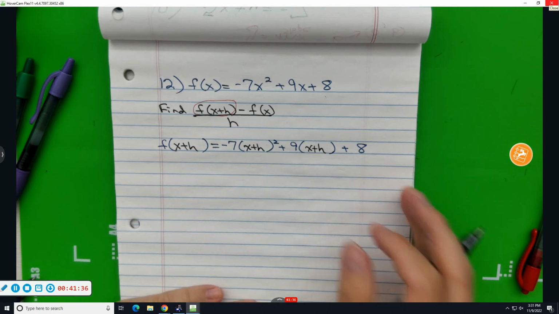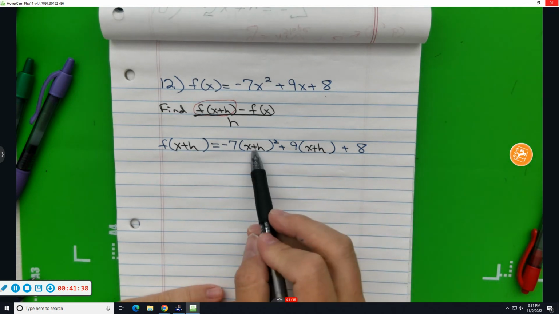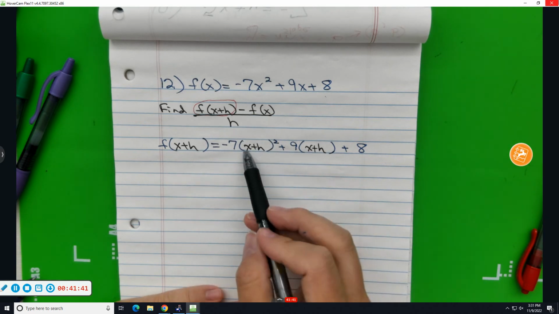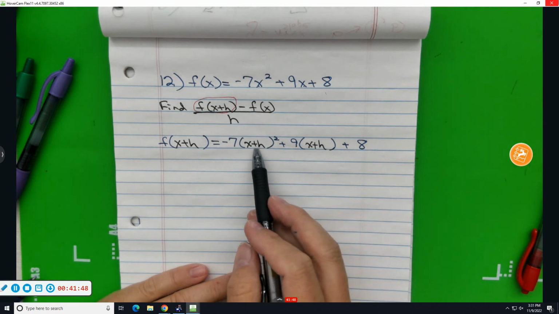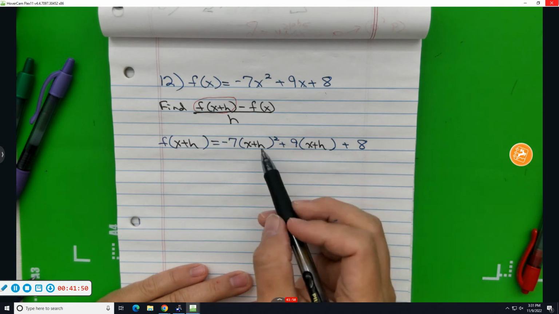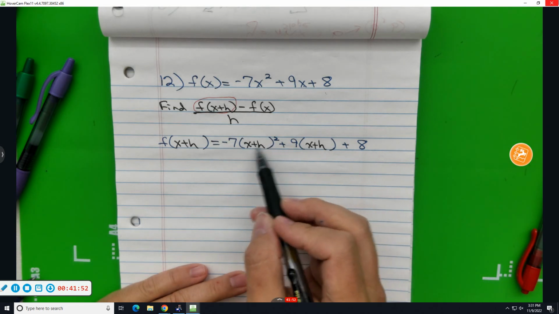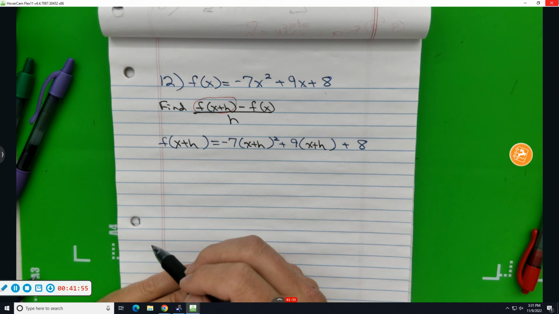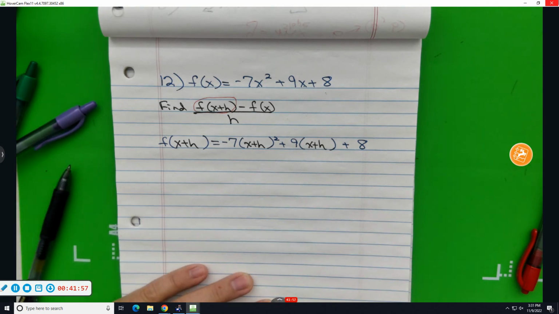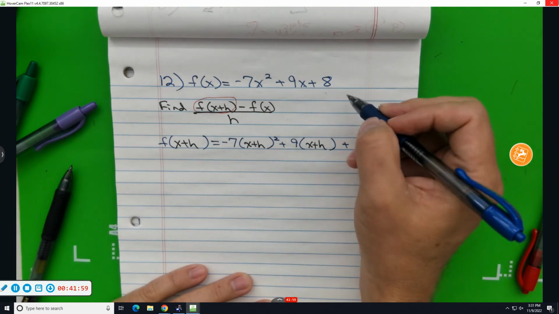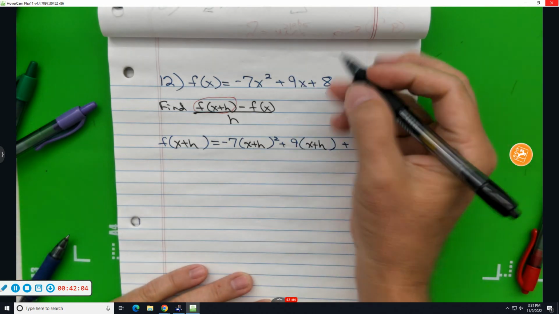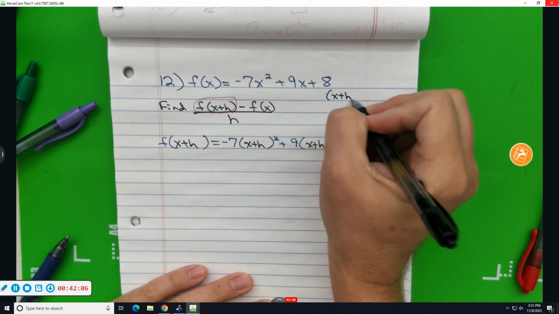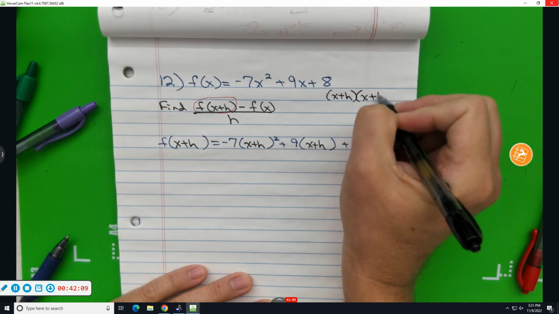The common mistake when squaring x plus h is to just square x and square h. But that's not how you square a binomial, a sum or difference squared. What do we do to square x plus h? Okay, you write it twice. So here's my scratch work. X plus h quantity squared. I'm going to write it as x plus h times x plus h.